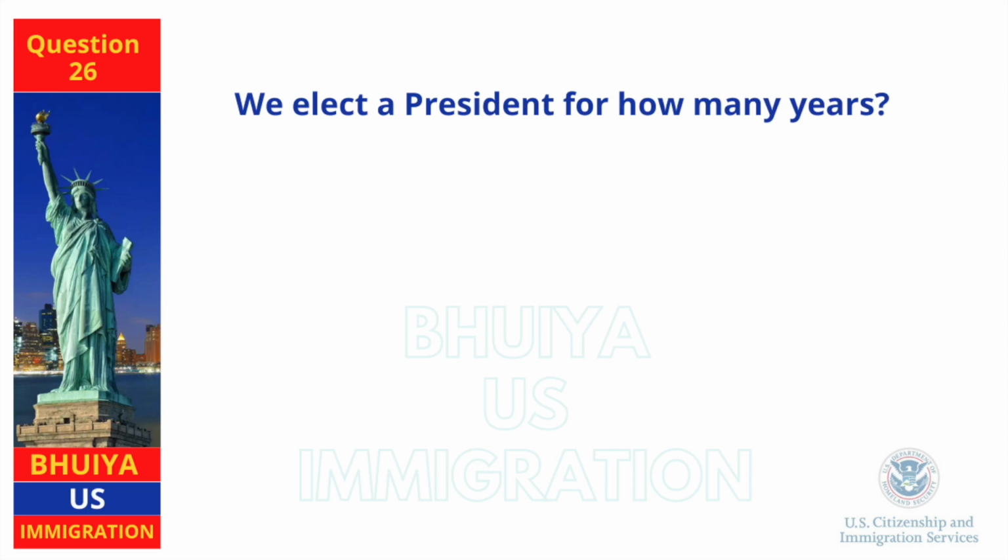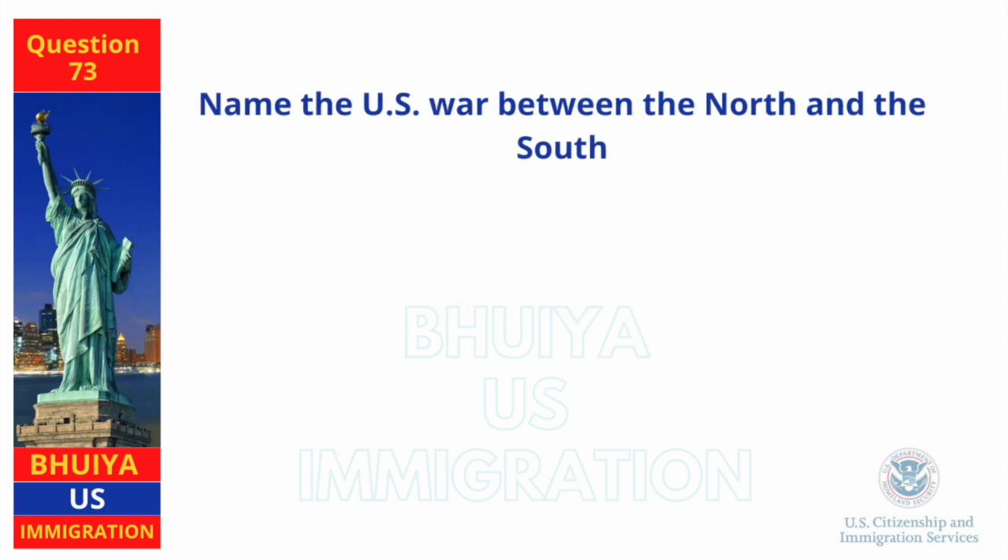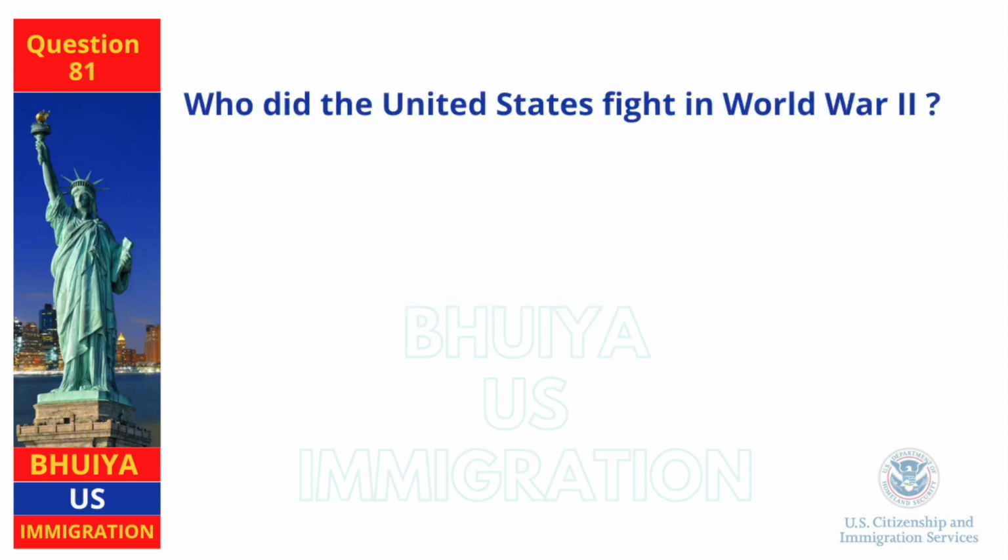We elect a president for how many years? 4. Name one state that borders Canada. New York. Name the US war between the North and the South. The Civil War. Who did the United States fight in World War II? Japan, Germany, and Italy.